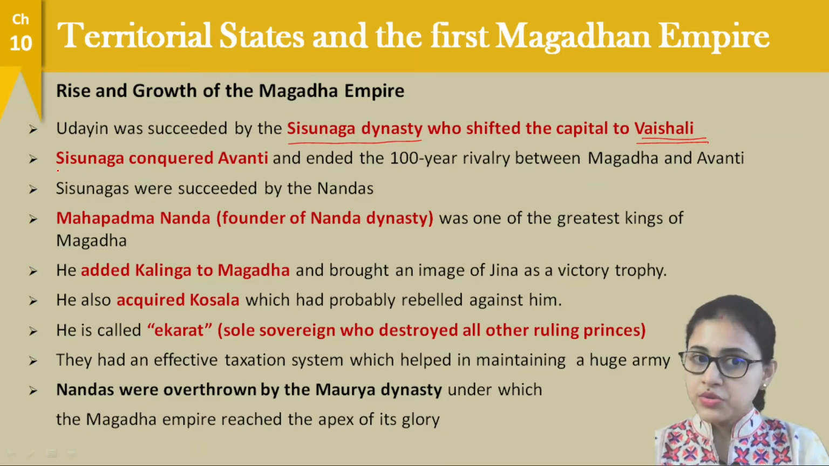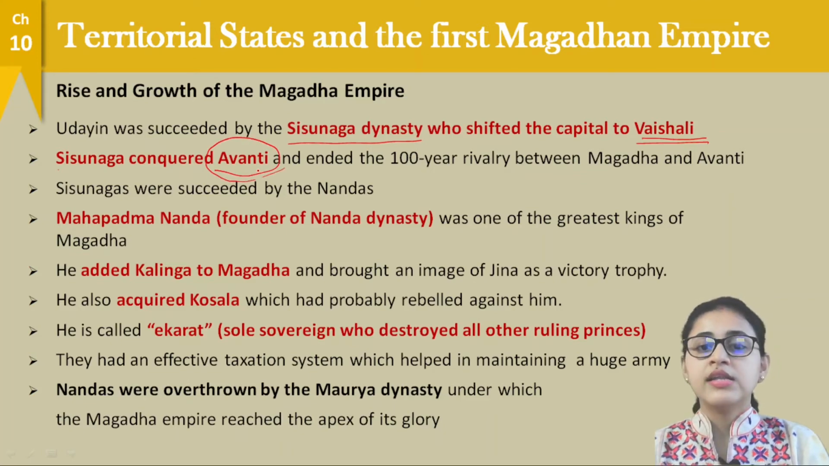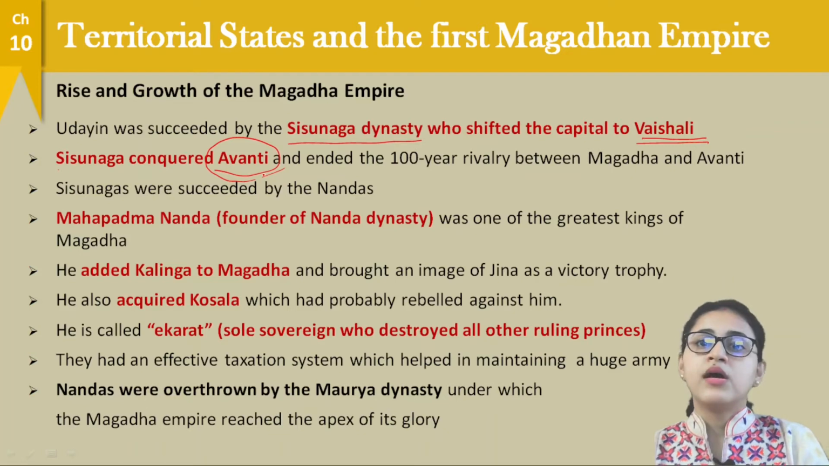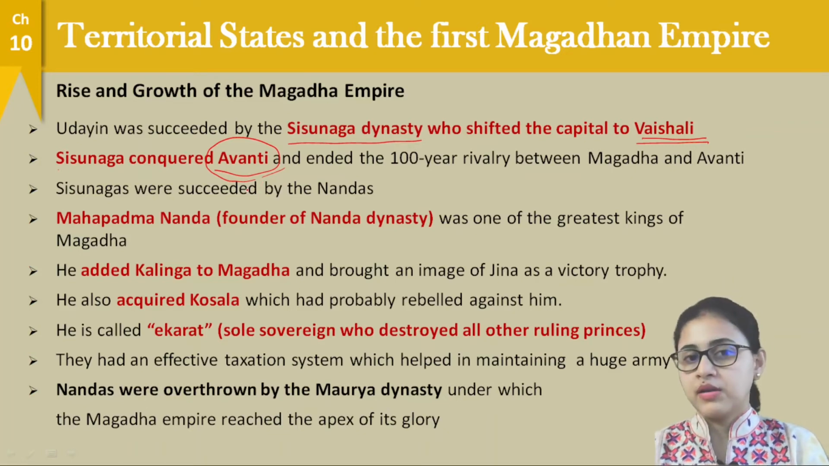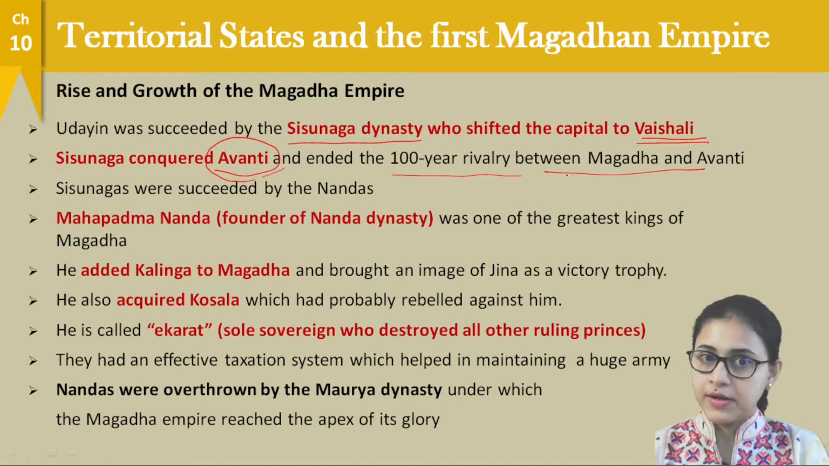Now Sishunaga conquered Avanti. We talked about Avanti, right? That it emerged as the strongest rival of Magadha. Sishunaga was successful in conquering Avanti, and this ended the 100-year rivalry between Magadha and Avanti. So this was a great achievement of Sishunaga, right?